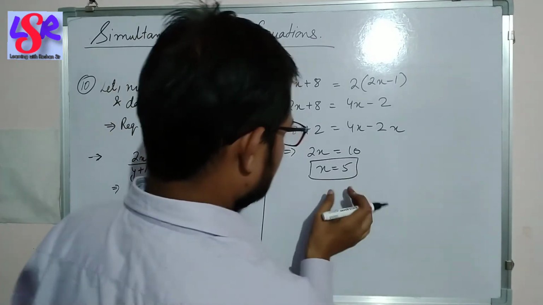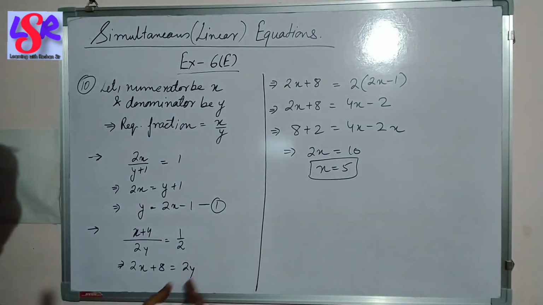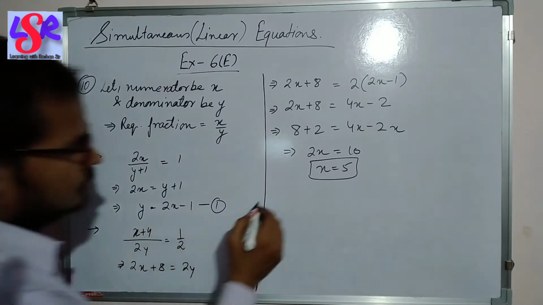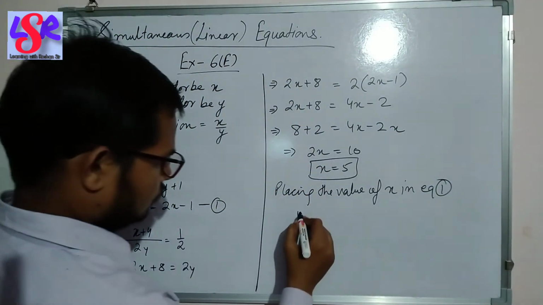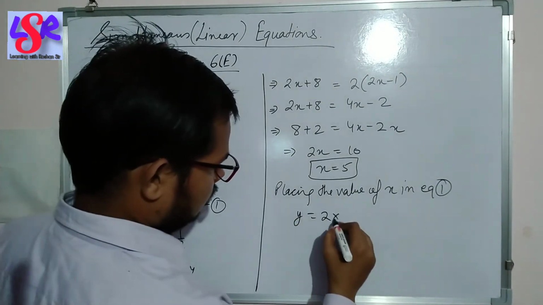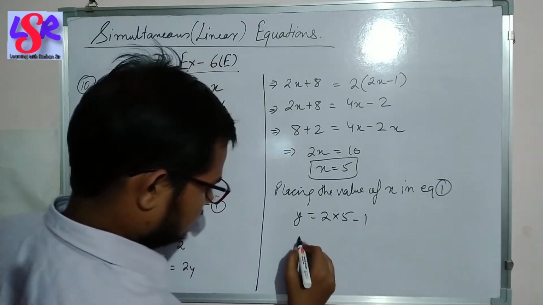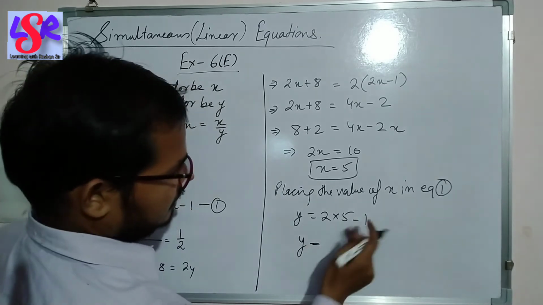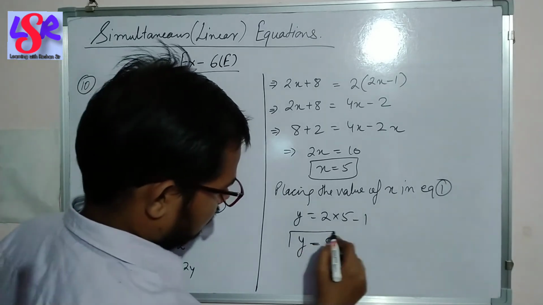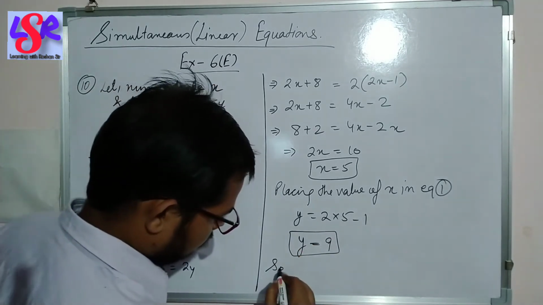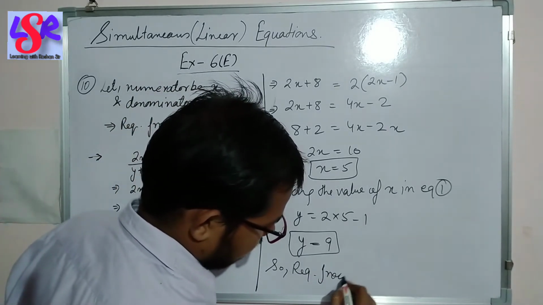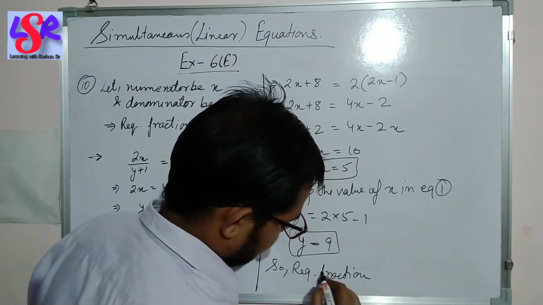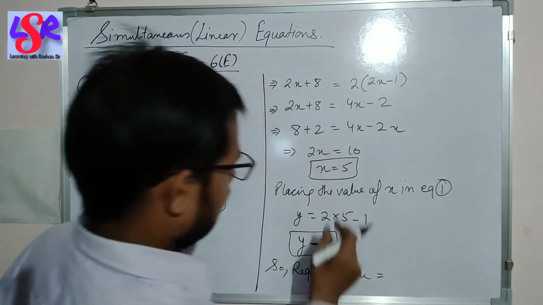Now we can place the value of x in equation number 1. So placing the value of x in equation number 1, we get y equals 2 into 5 minus 1, that is y equals 10 minus 1, that is 9. So the required fraction is 5 upon 9 as the answer.